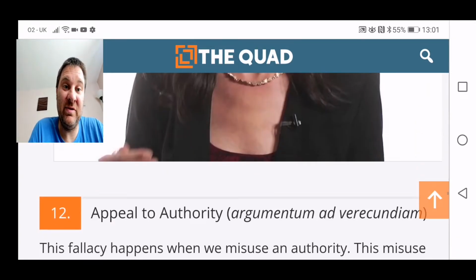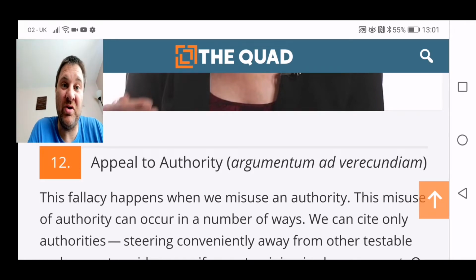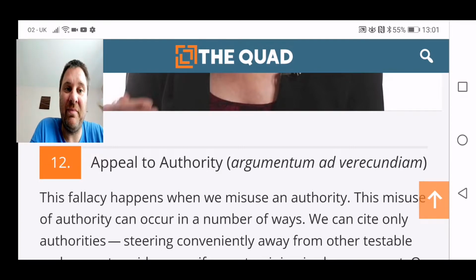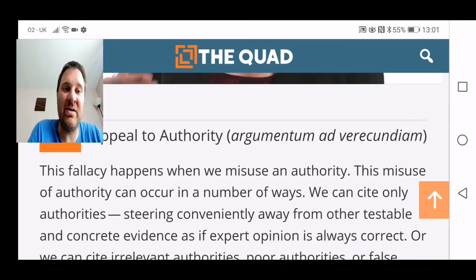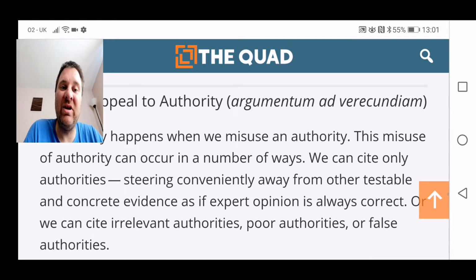Sunk cost fallacy, the video there. This is the last one on this one, then I'm going to do another video for the last 3, and that's it. Appeal to authority. Argumentum ad verecundium. This fallacy happens when we misuse an authority. This misuse of authority can occur in a number of ways. We can cite only authorities steering conveniently away from our other testable and concrete evidence, as if expert opinion is always correct. Or we can cite irrelevant authorities, poor authorities, or false authorities.